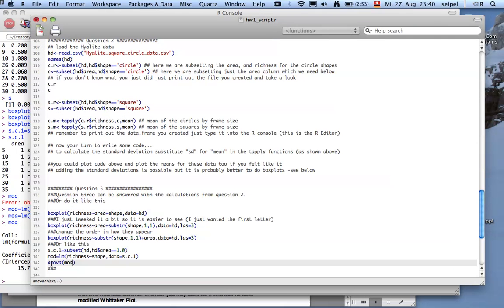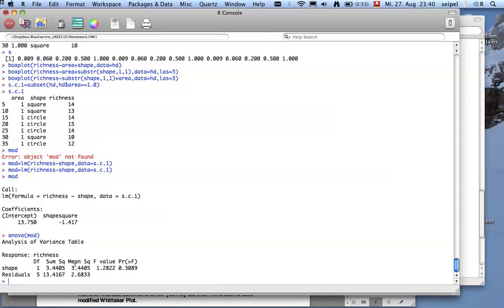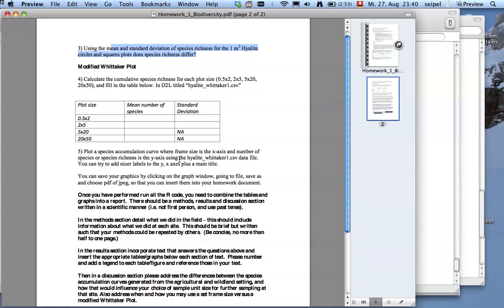And then we can test if there was really a significant difference by doing a simple F-test or analysis of variance, and we could see that the probability that they differ from each other is 0.3. So you can interpret that and fill in the rest of question 3. I'll move on to question 4.